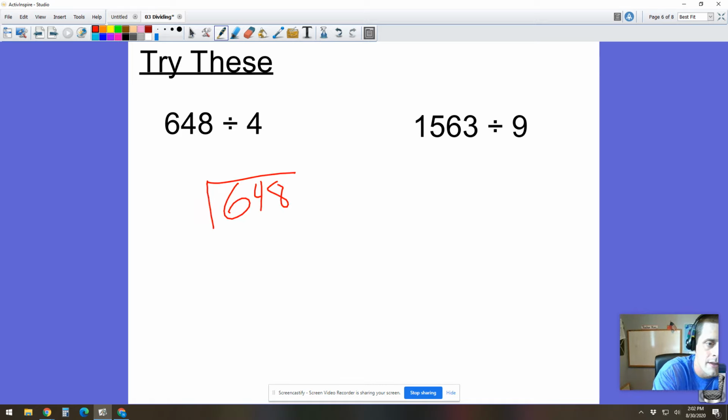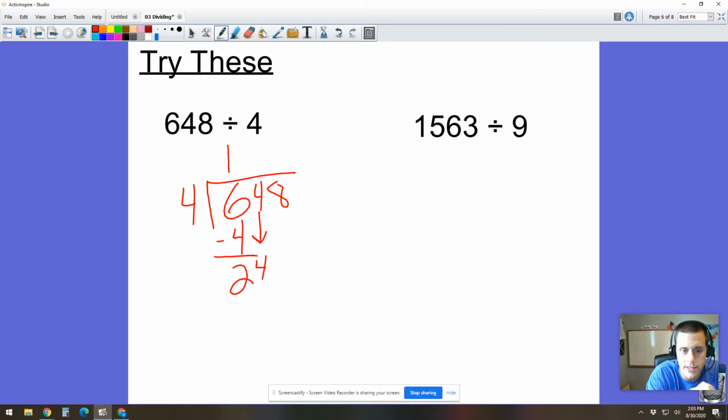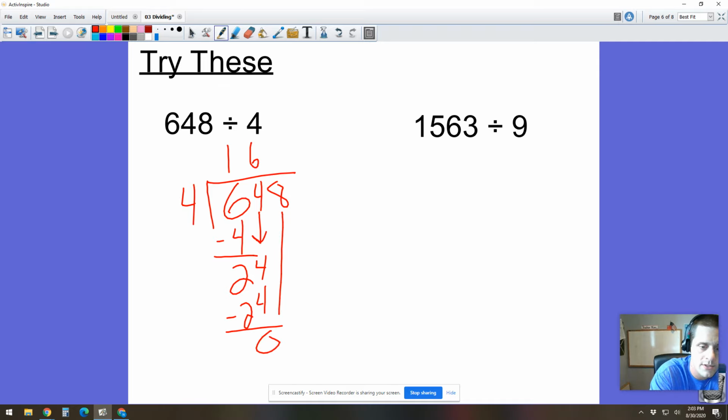648 divided by 4. Division step. 4 goes into 6 once. 1 times 4 is 4. 6 minus 4 is 2. 2 is less than 4, so I can bring down my next digit. Repeating that DMSCB loop. 4 going into 24 6 times. 6 times 4 is 24. Subtract. 24 minus 24 is 0. Check. 0 is less than 4, so I can now bring down the 8.